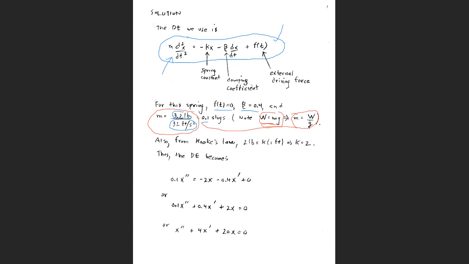Well, now we got to figure out that spring constant K, and we were told that a force of 2 pounds stretches the spring 1 foot. So that means K is going to have to equal 2. Given that, we can substitute all of these values in the differential equation, and we come up with this differential equation here. I'm using the prime notation for the differential equation. I don't have to, but it's a little easier to write.